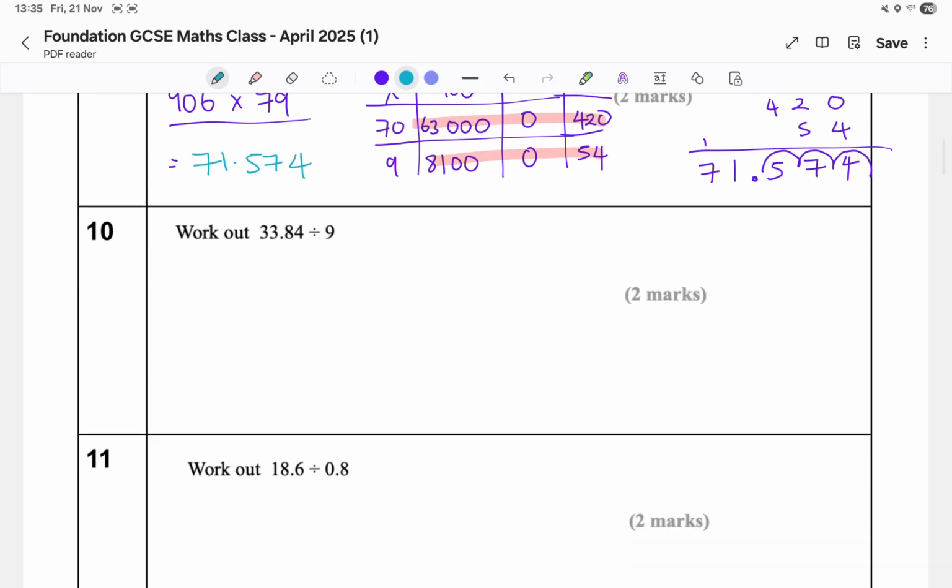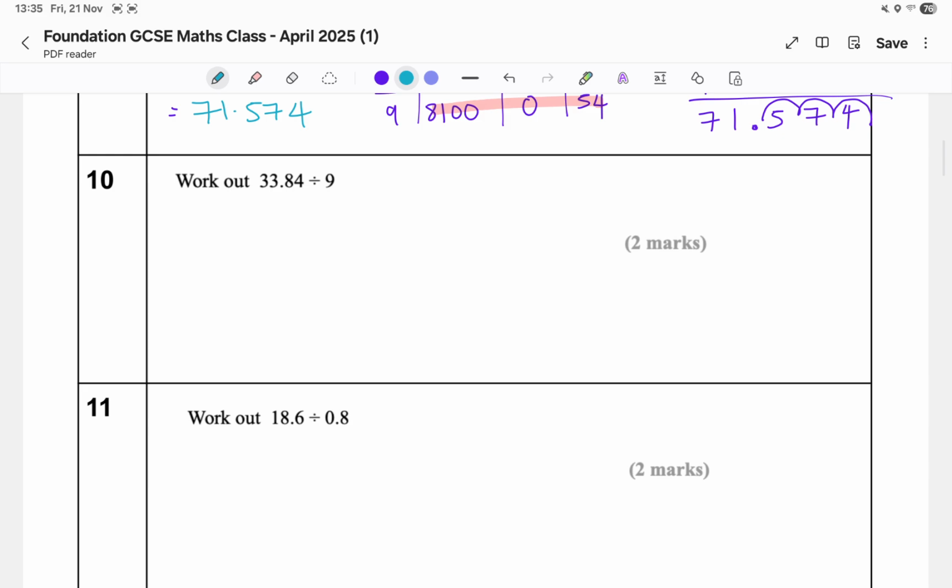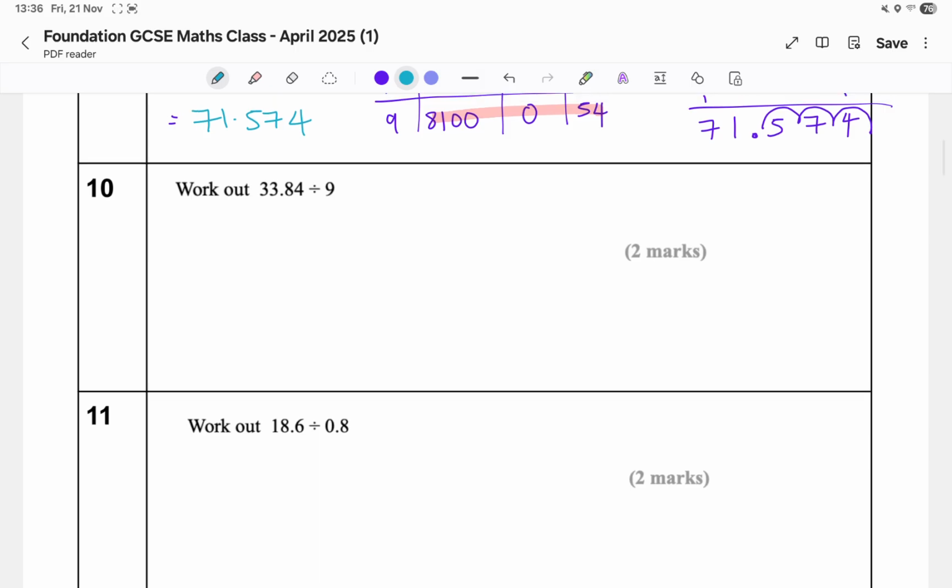The second scenario is when you're dividing a decimal by a whole number. And with this, you can just do it straight. You don't need to take the decimal places out. And I'm going to use the bus stop method. So 9 goes on the outside, 33.84. And remember, the decimal place has to align with the numbers on top.